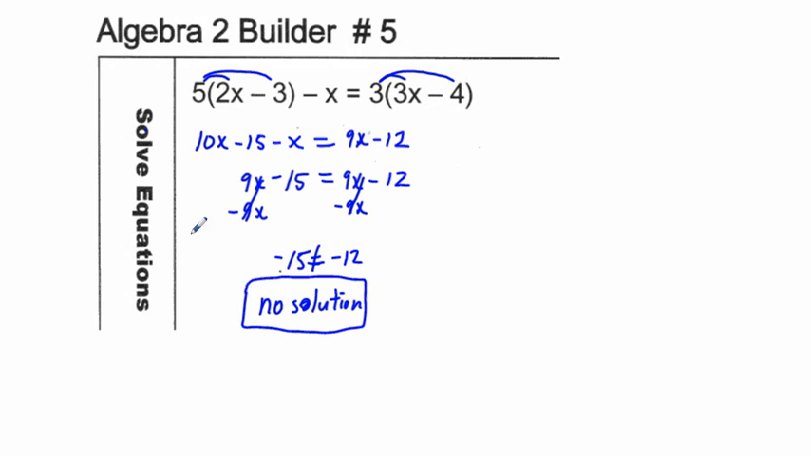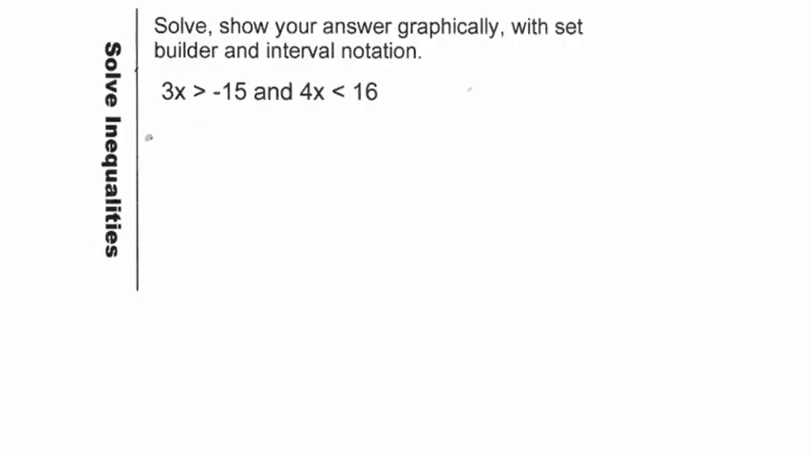Okay, next we have solve inequalities, and here we have two inequalities. 3x is greater than negative 15 and 4x is less than 16. And a key word here is and. And then also we have set builder notation and interval notation. So there are some key words.